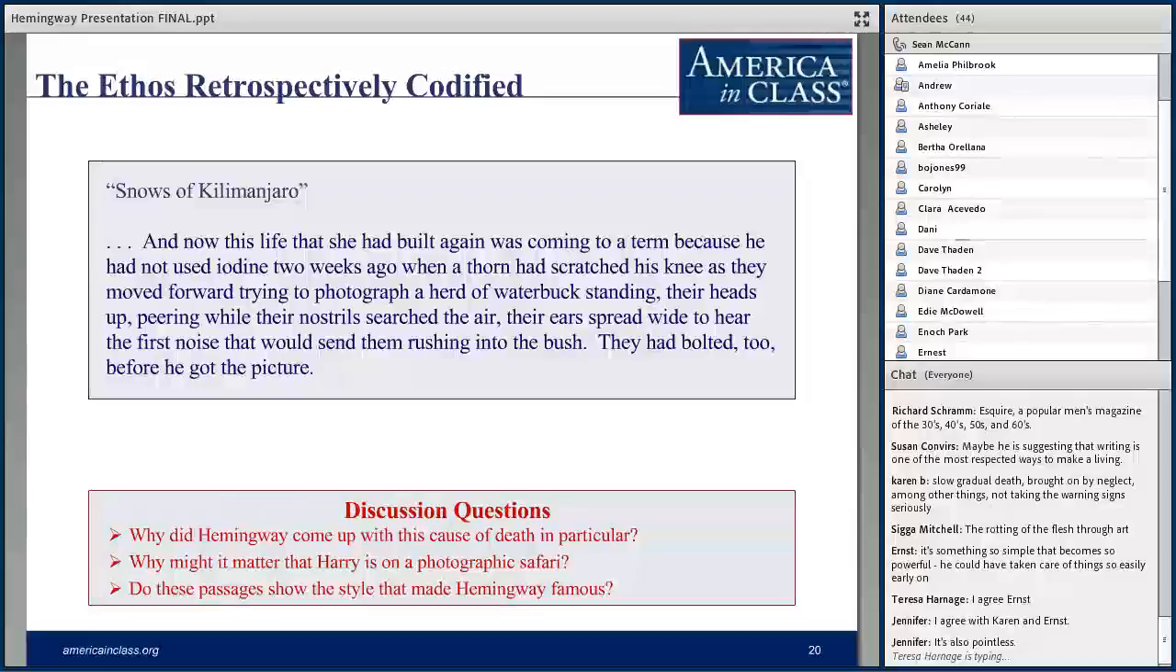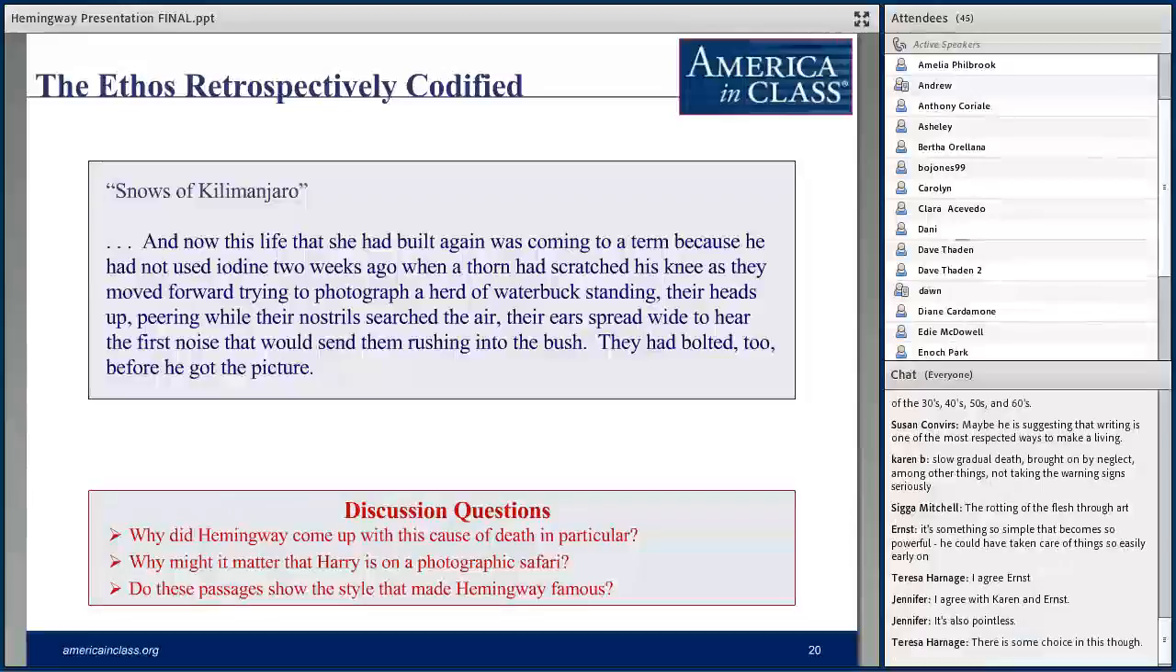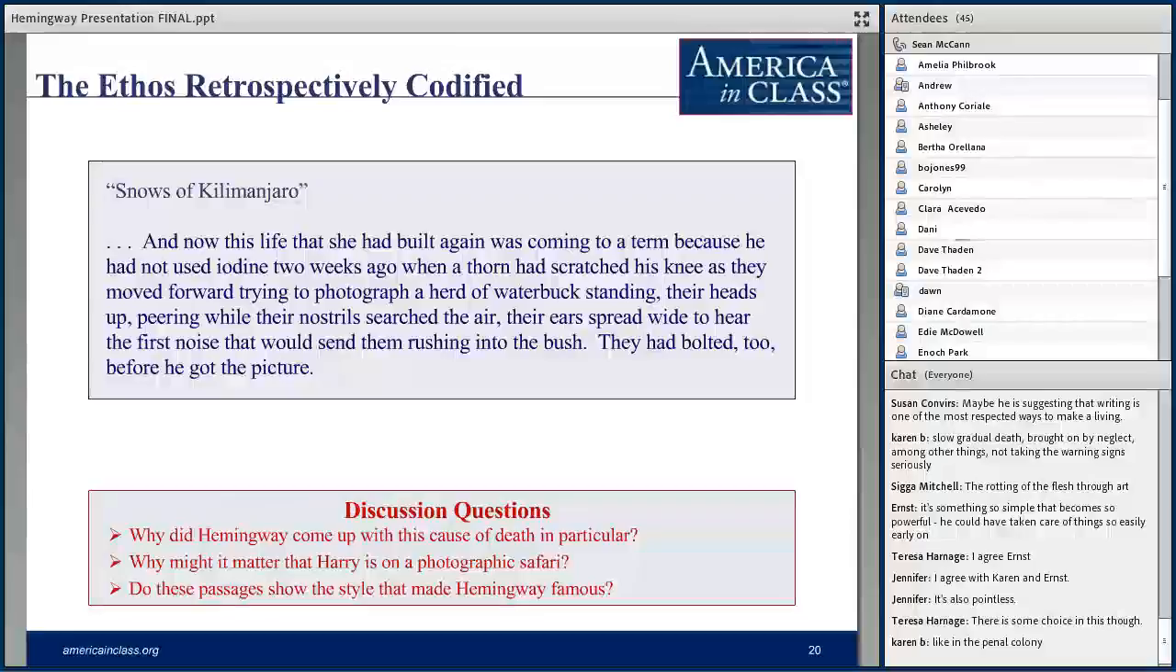I would just add to that, I think the further implication is the thorn scratching his knee is Harry being written on rather than writing. That is, he's not using a pen and pencil to turn his experience into art. The experience is writing on his body, literally scratching into his flesh, almost as in a Kafka story. If you know In the Penal Colony, you know that there's that Kafka story about how the body is literally inscribed by a machine. Hemingway is suggesting the same thing here, I think. This is what happens to artists who sell themselves out. They get written on rather than writing.